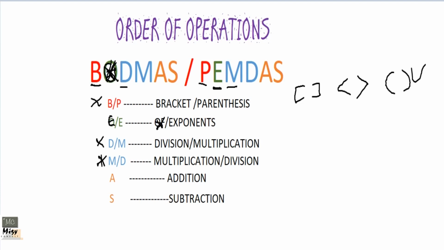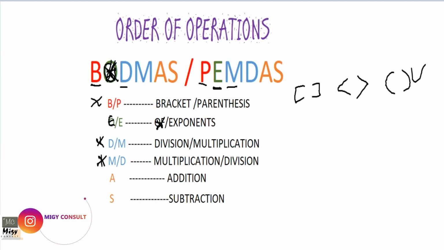D before M, M before D. What do I say? Yes, I know. Now I call it a union, the multiplication and the division. I'm going to say multiplication first. Multiplication and division are at the same level.